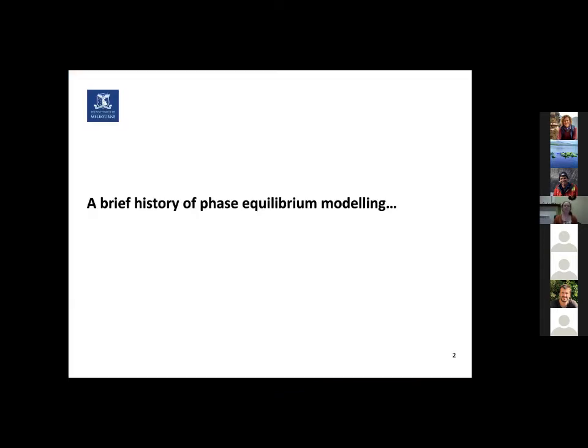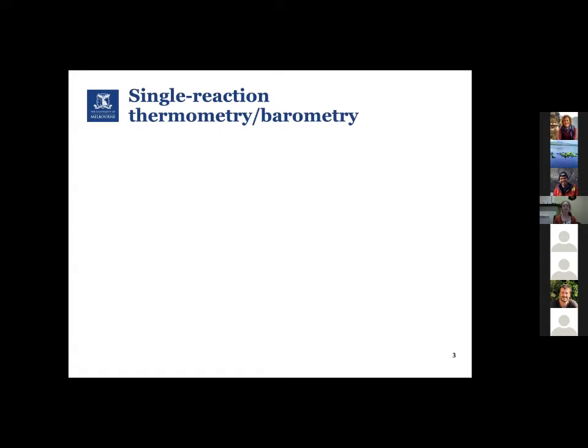online. Okay, so I'm going to structure the first part of this talk around a brief history of phase equilibrium modeling. Not that any of this is going to be surprising to anybody here, but just because it makes a nice structure. So let's talk ourselves through a short history of thermobarometry in metamorphic petrology.